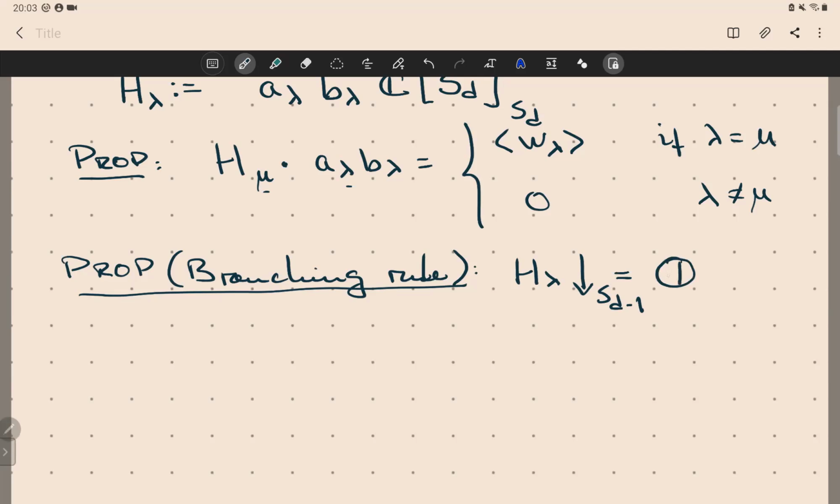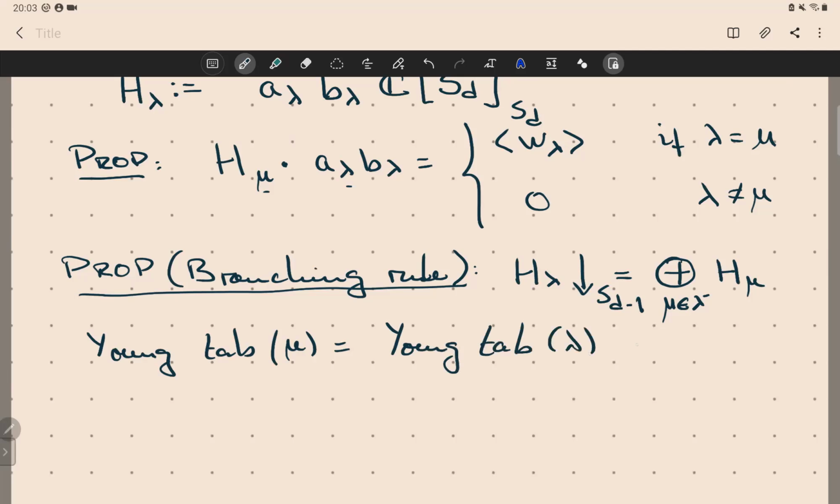Now since S_{d-1} is semi-simple, this has to decompose as a direct sum of simple representations. So the branching rule says that these representations will appear with multiplicity 1, and even more, the mu's that appear there will come from lambda by removing a box. So the Young tableau of mu is the Young tableau of lambda minus exactly one box.